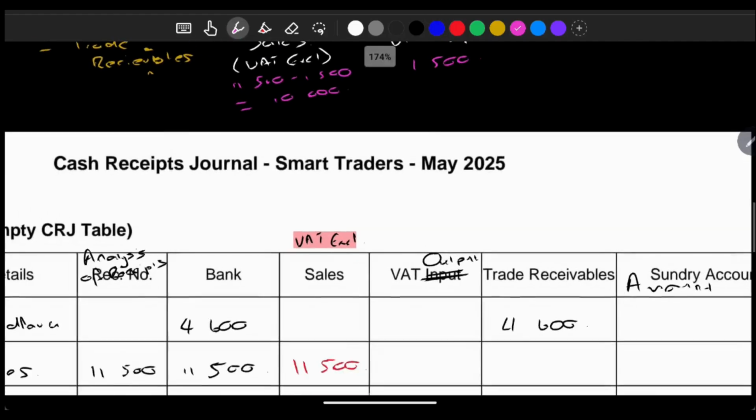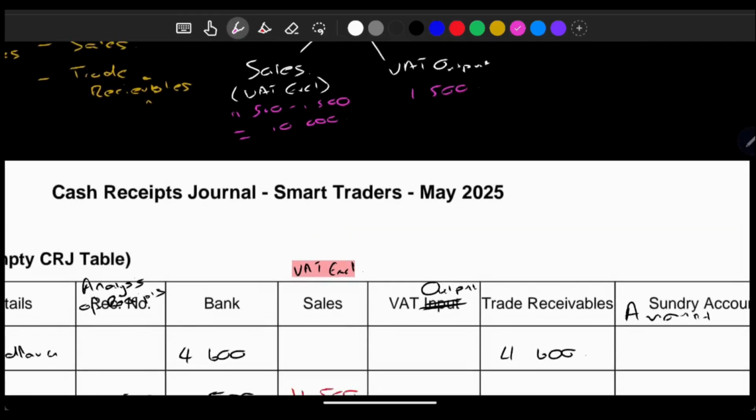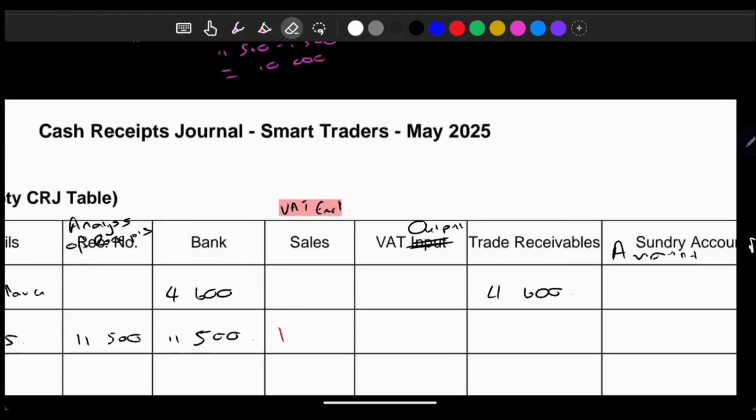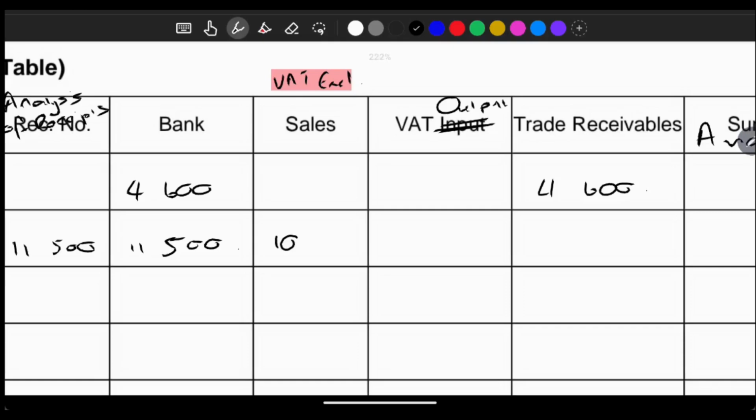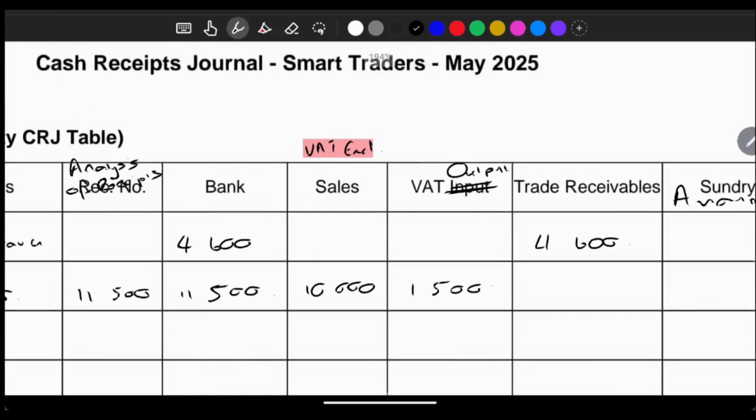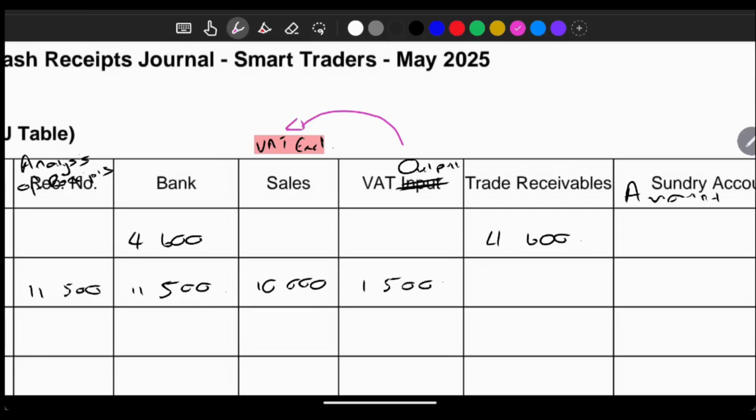Then go back to our account. Let me erase this. Sales we know is 10,000, so right there, 10,000. And then VAT output, we write our 1,500 rand. Just like that, you have recorded your sale, right? It's not that difficult. Just also remember that VAT output only works when you sell goods. It does not work with trade receivables, does not work directly with bank, and does not work with sundry account. You only pay VAT output when you have sold something, right?